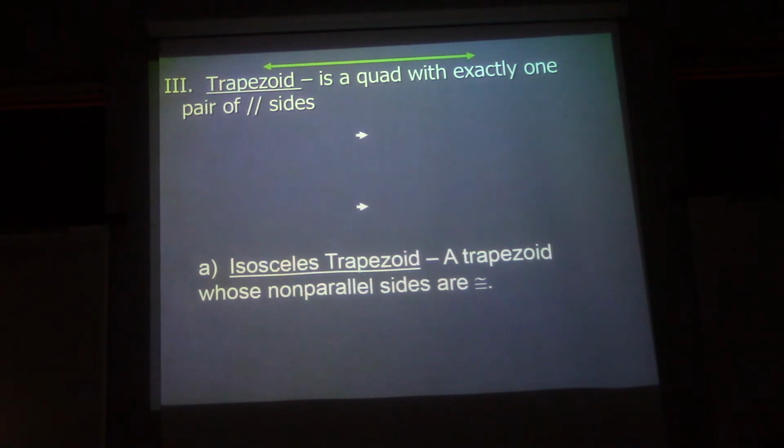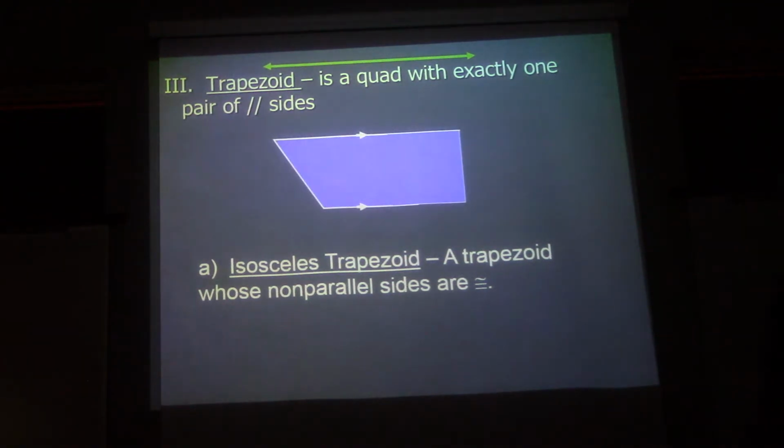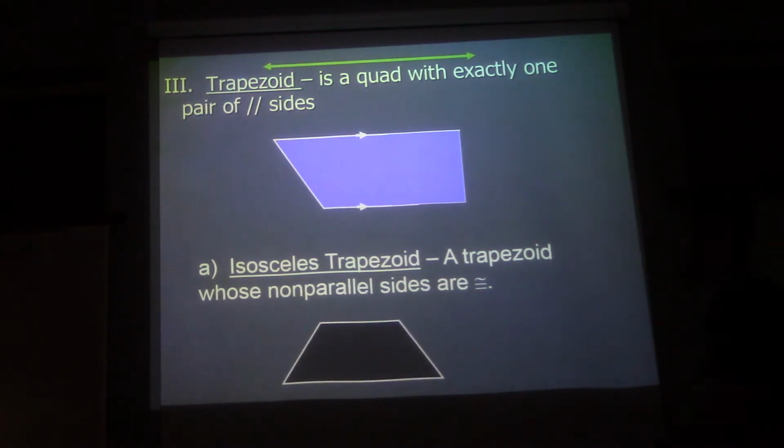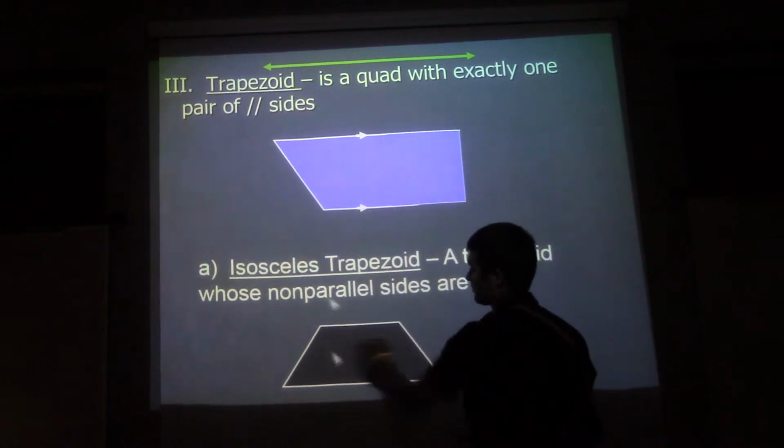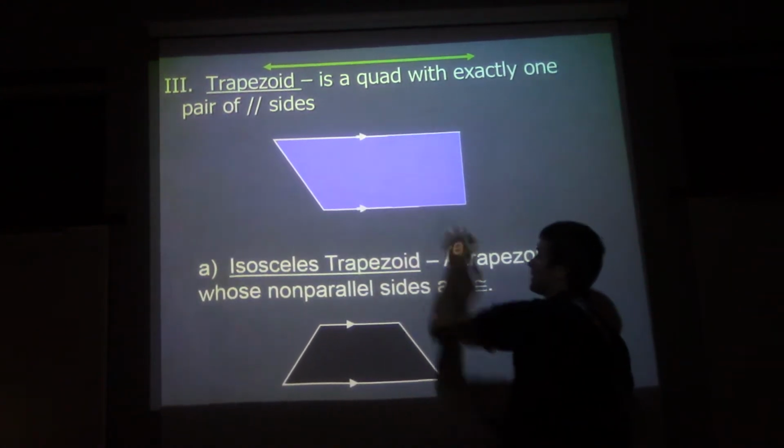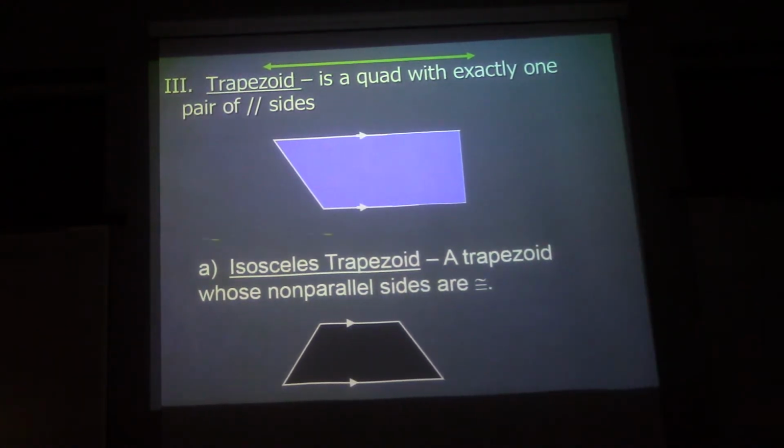We go to a trapezoid. A trapezoid is one set of parallel sides. If it turns out that you have two sides that are congruent, then we call it an isosceles trapezoid. So, one set of parallel sides. Those are our shapes that we're going to be working with today.